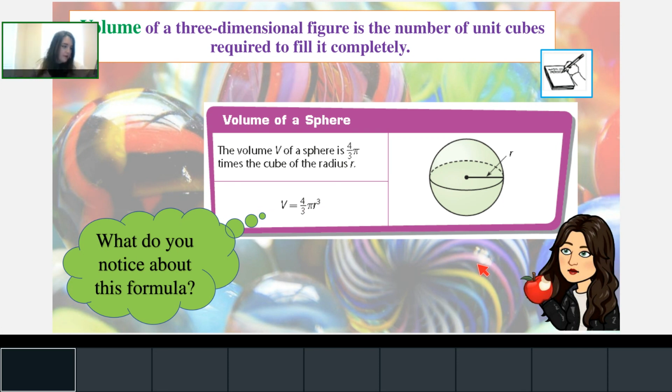Hold on, I have a ball somewhere. I dropped it. I have a football, but that's not going to be of any help for us right now.